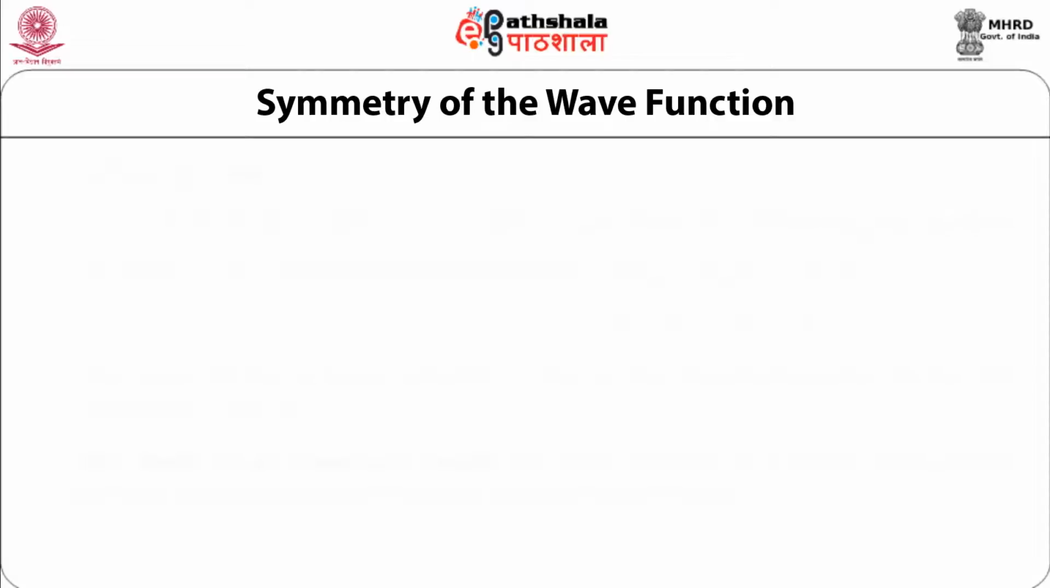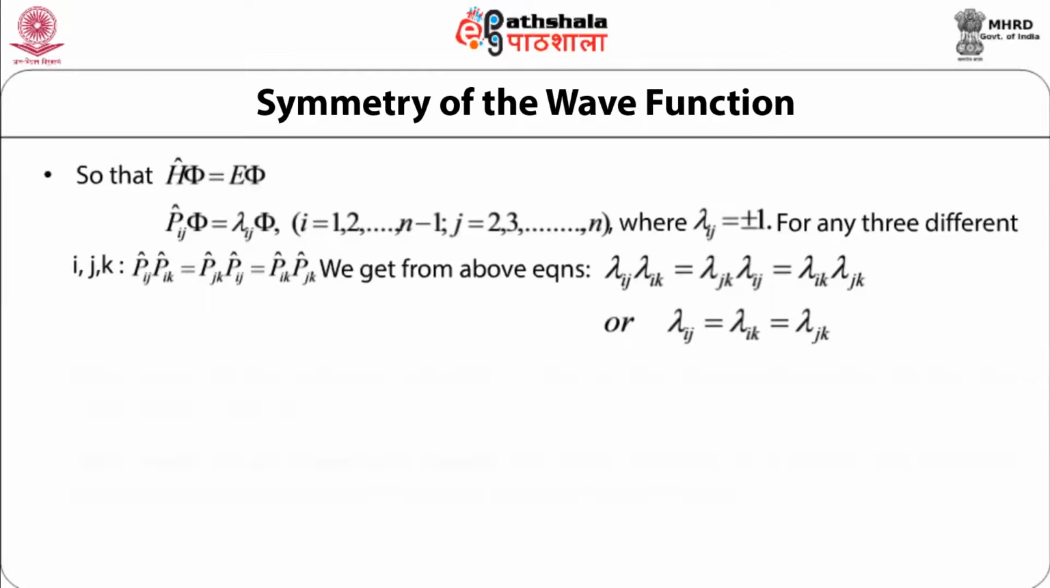Symmetry of the wave function. Now suppose that phi is such a function, so that one can write the eigenvalue equation as Hamiltonian operator H acting on phi is equal to the energy eigenvalue E times the wave function phi, and the permutation operator P_ij acting on the wave function phi yields the eigenvalue lambda_ij times the wave function phi, where i goes from 1 to n minus 1 while j goes from 2 to n, where lambda_ij is equal to plus or minus 1.